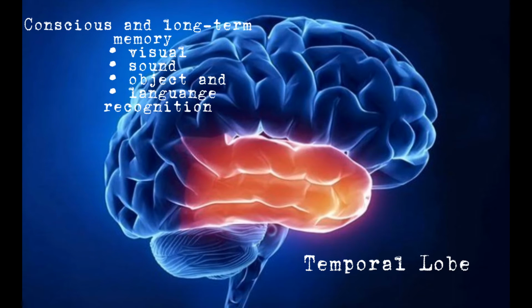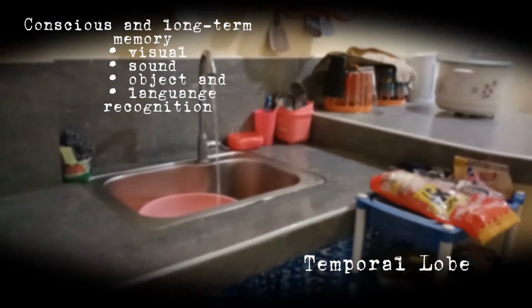Fourth, we have temporal lobe. The temporal lobe is one of the 4 major lobes in the cerebral cortex. The temporal lobe is largely responsible for creating and preserving both conscious and long-term memory. It plays a vital role in visual and sound processing and is crucial for both object and language recognition.